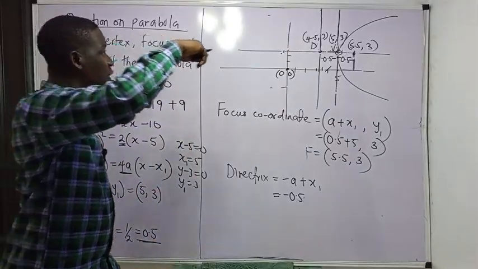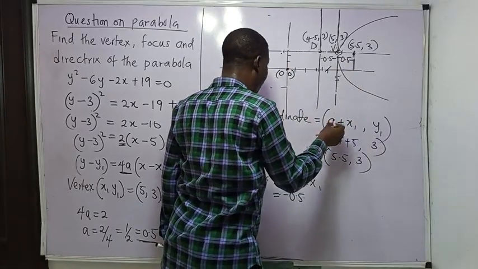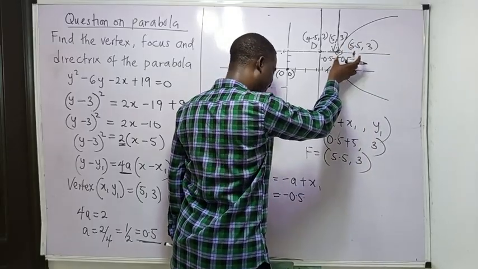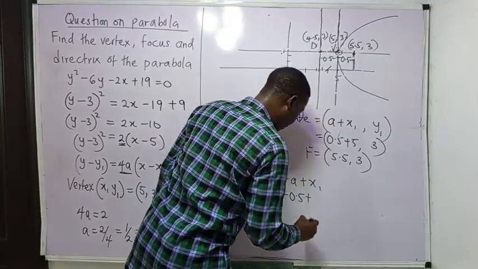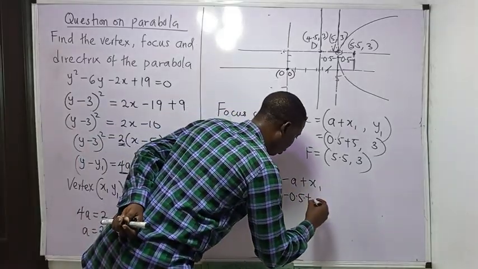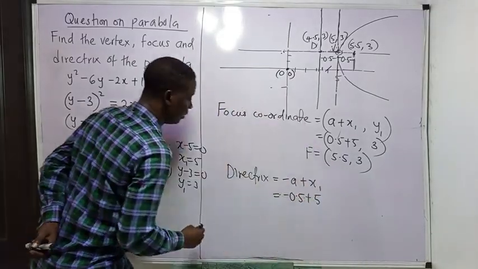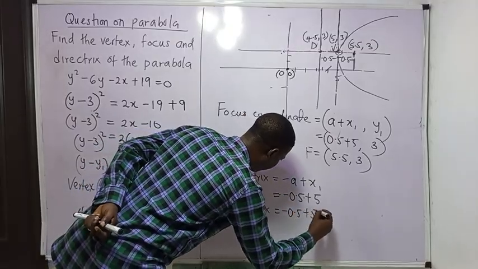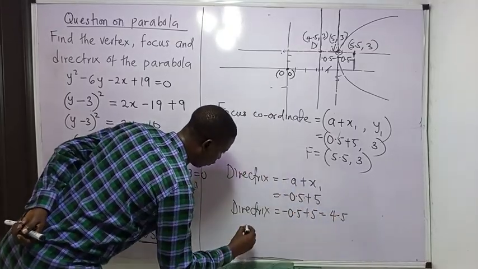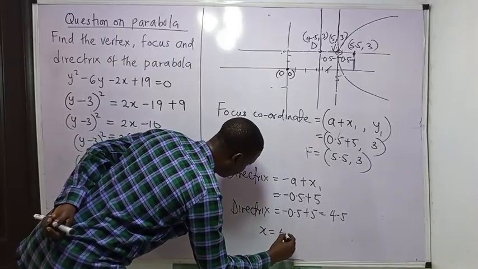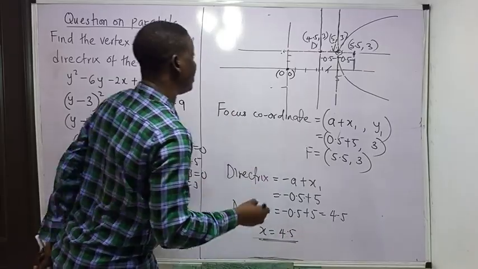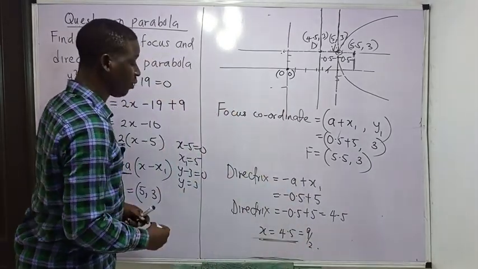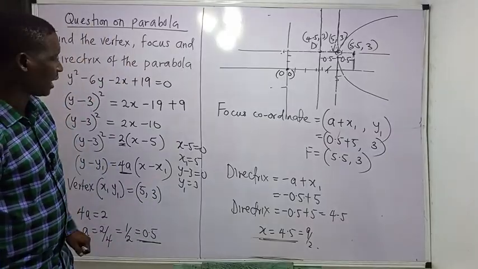You pick the a from the coordinate. And what is our a from the coordinate? If you check it on the positive, that means 0.5. This is what? Plus 0.5. So you put it as plus. Then what do you have there? x1 is 5. So our directrix will now be equal to minus 0.5 plus 5, which will give us what? 4.5. So our x is equal to 4.5. That is our equation of directrix. Or we can write it as 9/2. So in that case, our x equals 9/2. Now we have gotten your directrix.